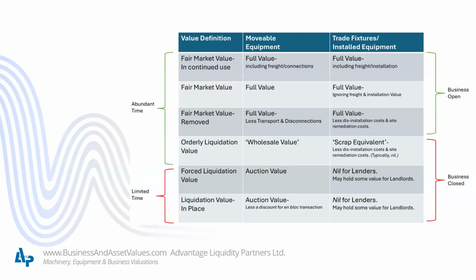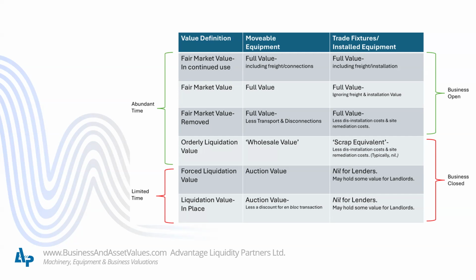So in understanding the value of assets when businesses close, the very first thing we have to understand is that the timeline and operational status of the business is critical in understanding what the stuff is worth. And so I put this chart up on the screen here. On the left-hand side, you'll see two categories, one for abundant time and one for limited time. And on the right-hand side, you'll see that there's certain values that we use when we're talking about a business that is open versus a business that is closed.